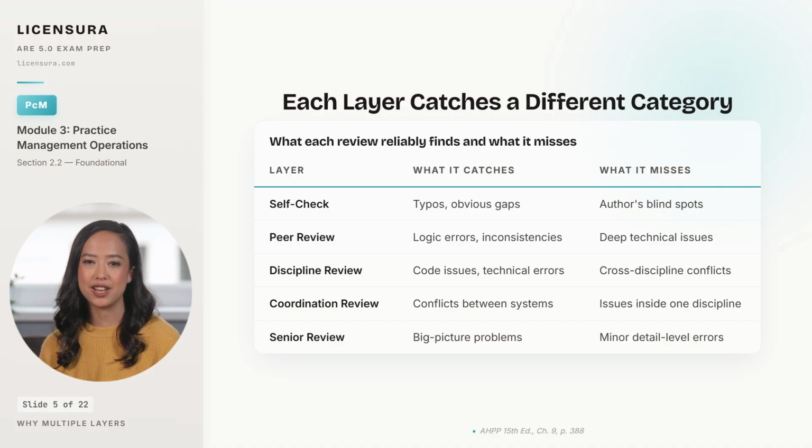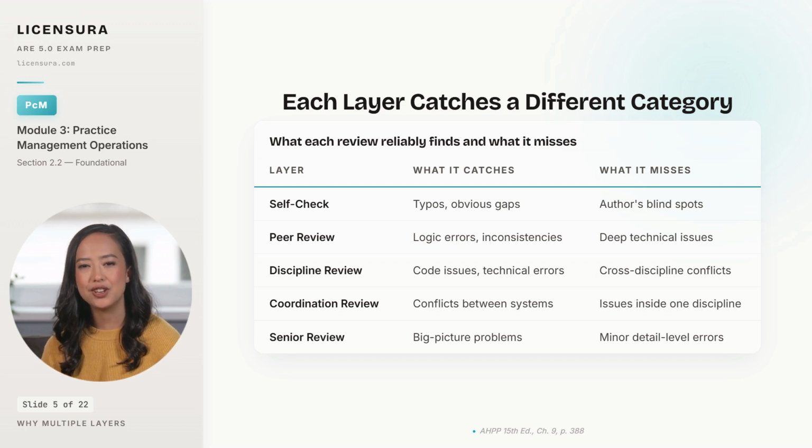Coordination review catches the conflicts between systems, ductwork through structure, plumbing through walls, doors swinging into accessibility clearances, but misses issues that live inside a single discipline. And senior review catches big picture problems like scope drift and standards conformance, but misses the minor detail-level errors that require staring at every sheet. Each layer is necessary because each layer is the only one that catches its specific category. There is no single review that catches everything.